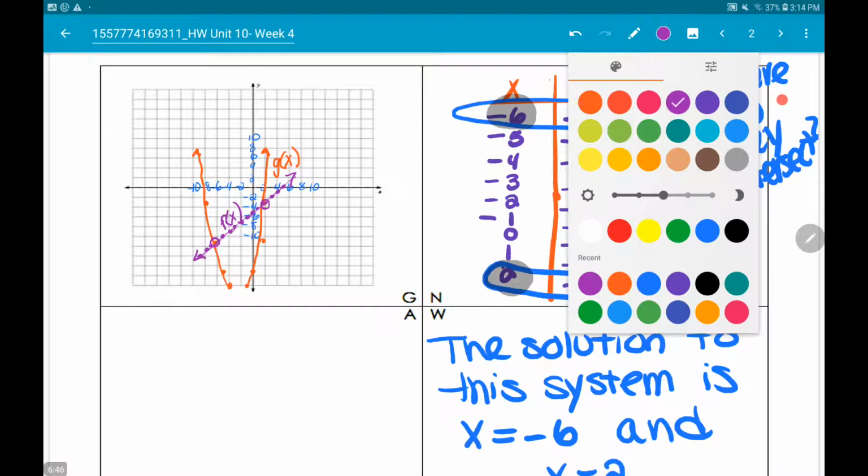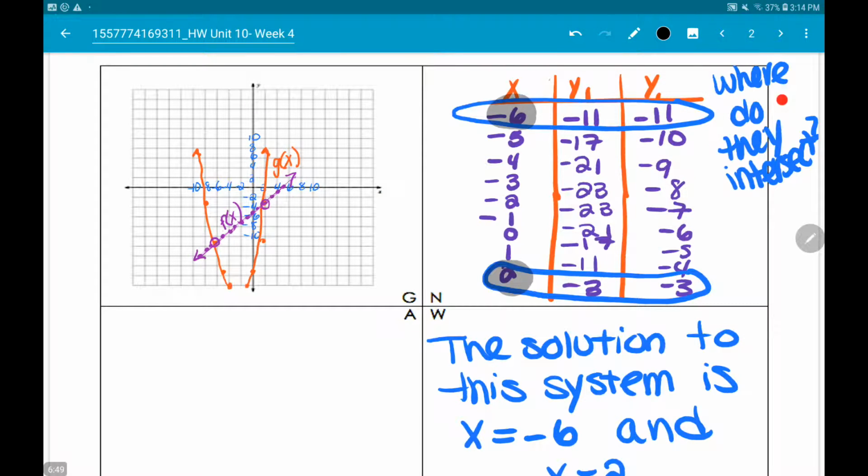Now again, we're looking for where they intersect. So I see that they intersect when x is equal to negative 6, negative 11 is the y, and this x is 2, negative 3. So I'm circling it, and I'm labeling the points of intersection.